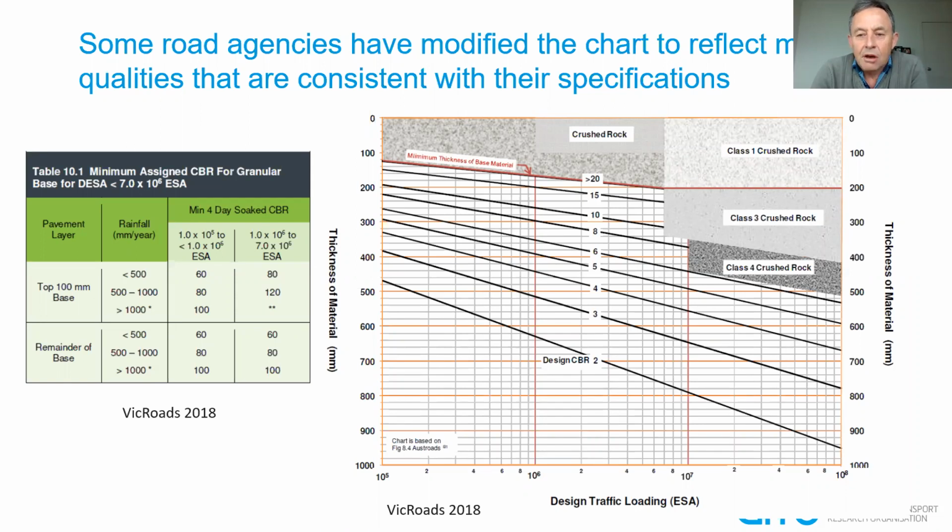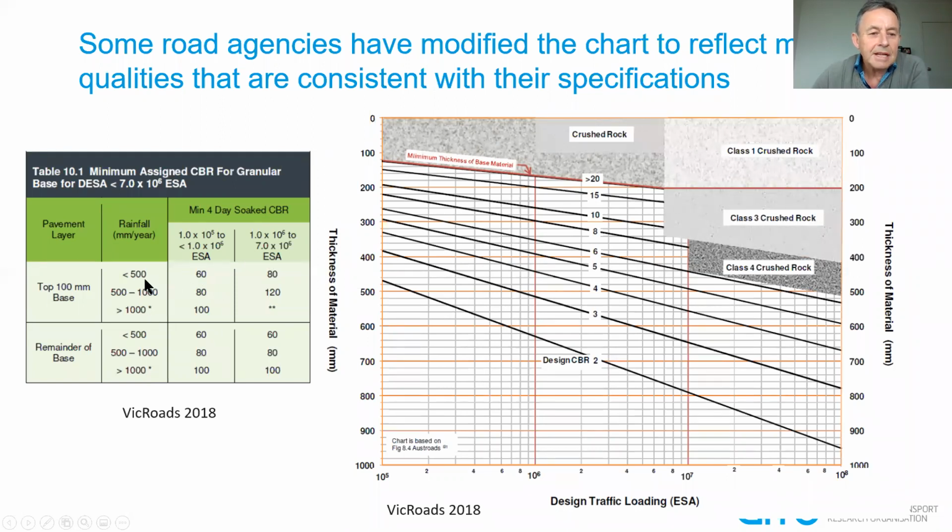Because particularly the higher the traffic loading, the more the deformation of the granular materials contributes to the total surface deformation. So they require some very strict requirements in terms of qualities of materials, particularly at heavily trafficked roads, to inhibit surface deformation because of the importance of that to the total surface deformation. And you can see on the chart on the left-hand side that their requirements in terms of the base quality, for example, vary according to the design traffic loading and also according to the rainfall.